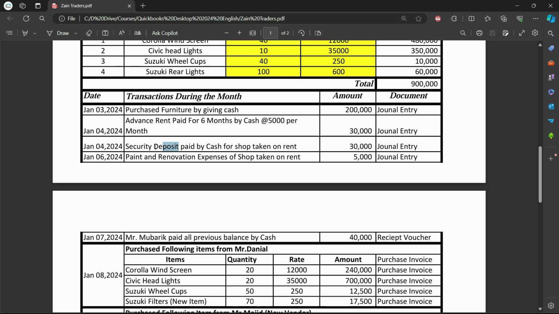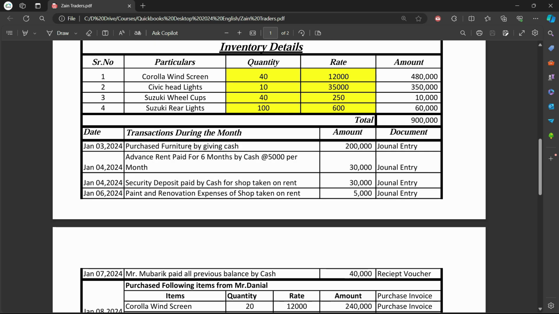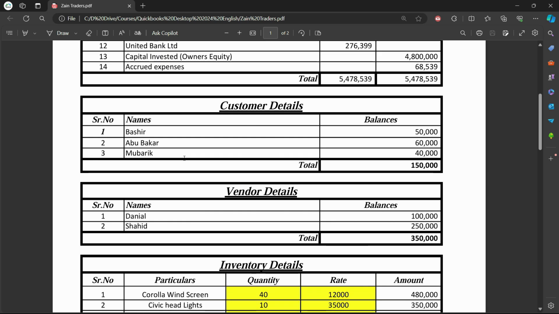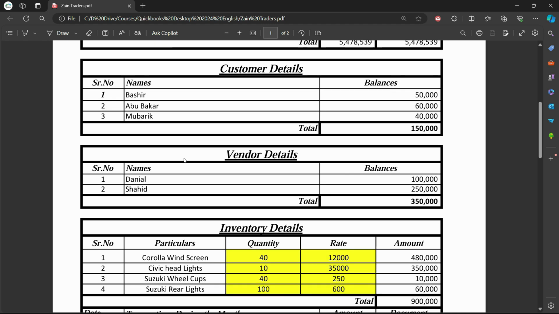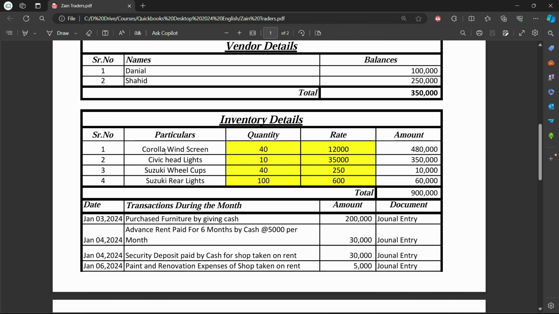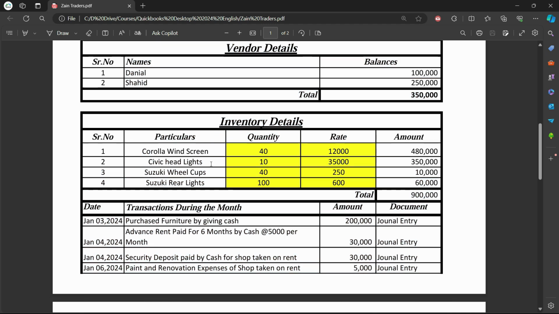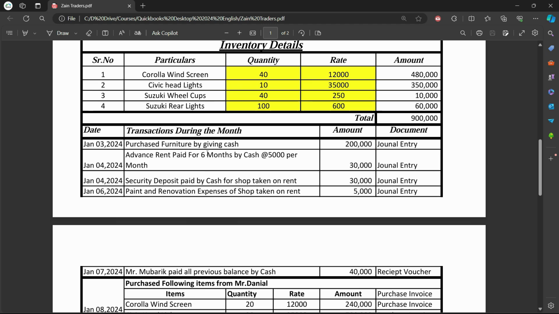So security deposit will be returned in future, right? It's in a liquid form. So it cannot be the fixed asset, because the fixed assets are furniture and equipment and machinery. You can say motor vehicles. It should not be the inventory part, but it should be the other supporting assets of the company.